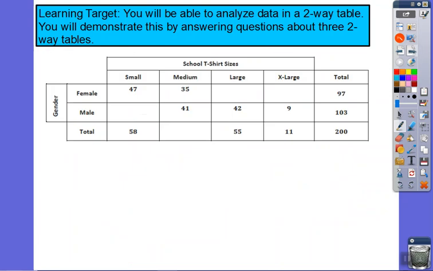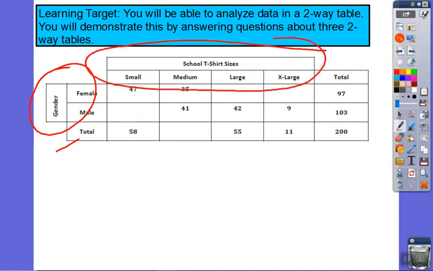Our next table is about school t-shirt sizes. We've got small, medium, large, and extra large. And we've got what gender the person is, whether they're female or male. Now, I really like how this table is written because I like this little box on the side that makes it clear that we're looking at female and male going across, and then we got the total on the bottom. And it groups these all together to make it clear those are the t-shirt sizes, and then this is just the total over here.